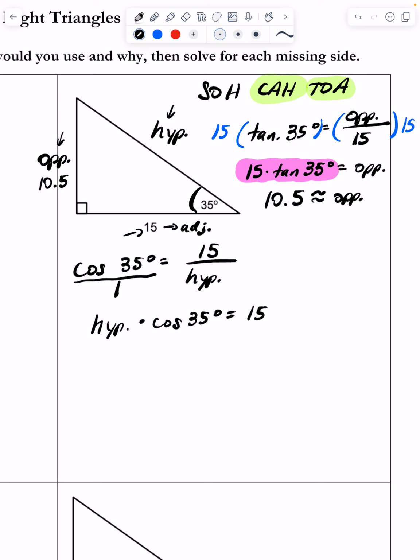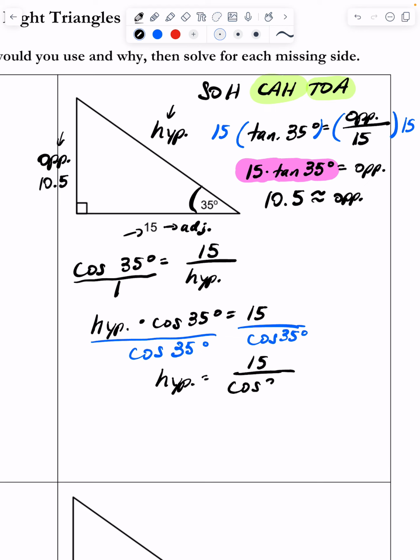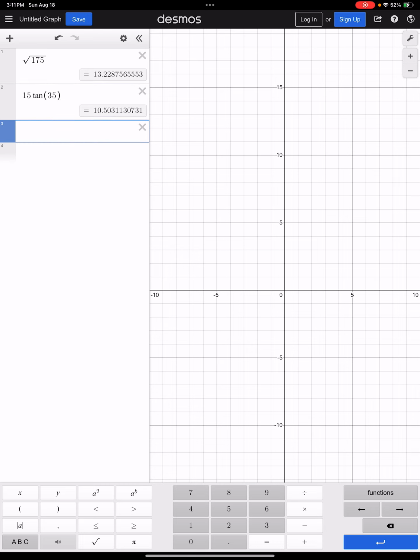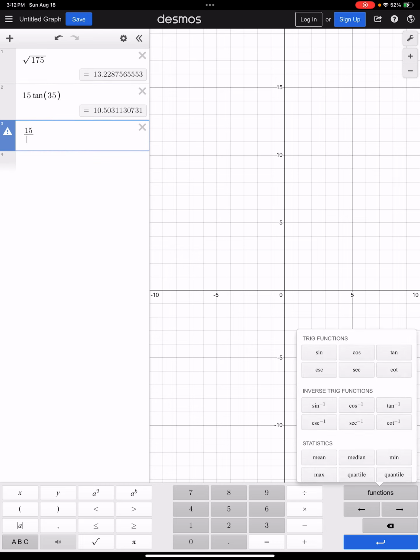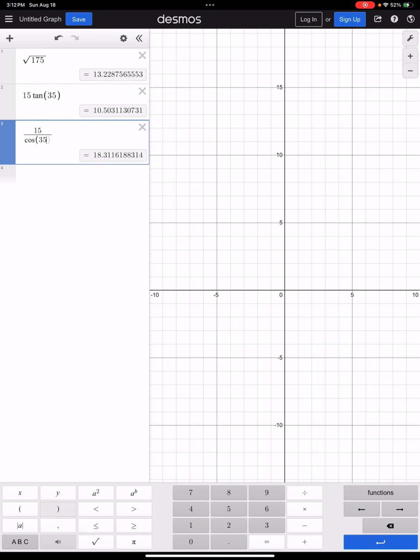And so now my hypotenuse is equal to 15 over the cosine of 35 degrees. If we want to get a decimal approximation, let's do 15 over the cosine of 35 degrees. So 18.3 is the approximation. All right, so now we found those missing sides. Now, the next two, you're going to see, we can use SOHCAHTOA.